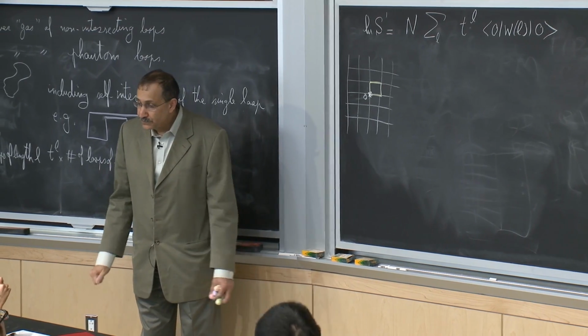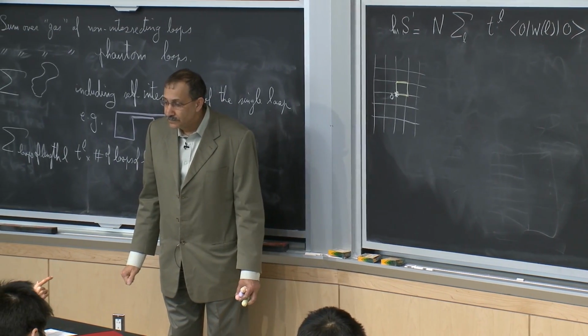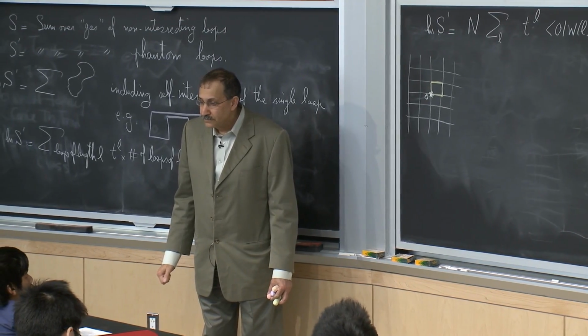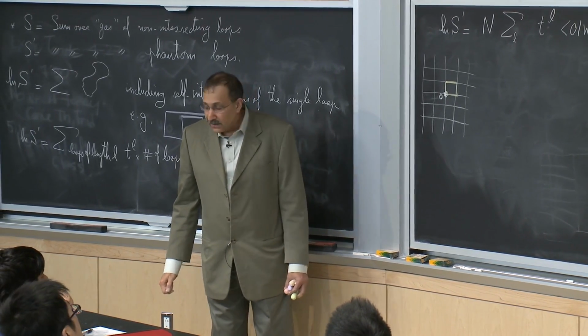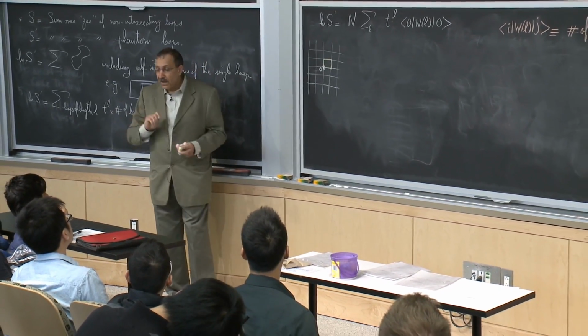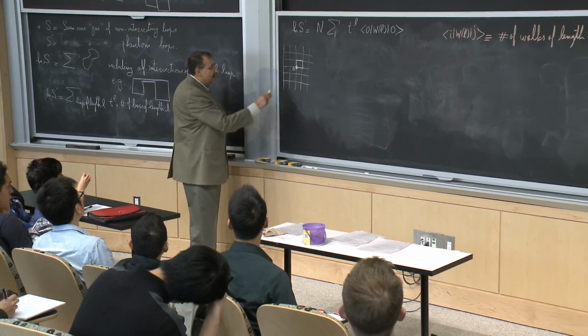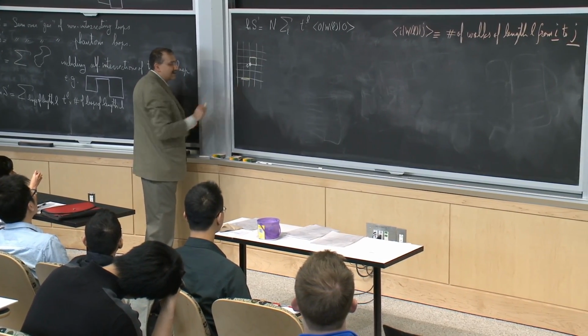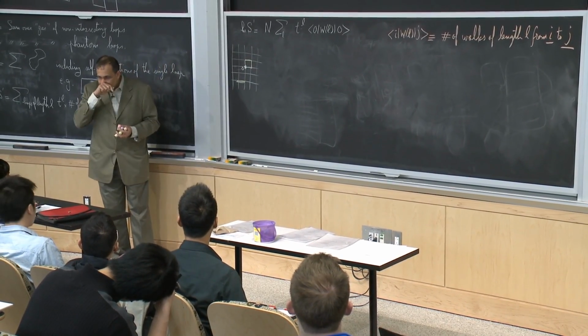Are you allowing the loop to intersect itself in this case or not? In this case, yes. When I'm calculating anything to do with S prime, I allow intersection. So if you're asking whether I'm allowing something like this, the answer is yes.